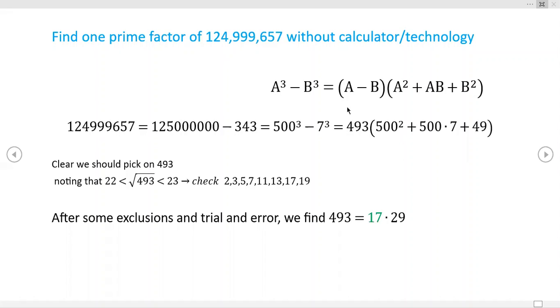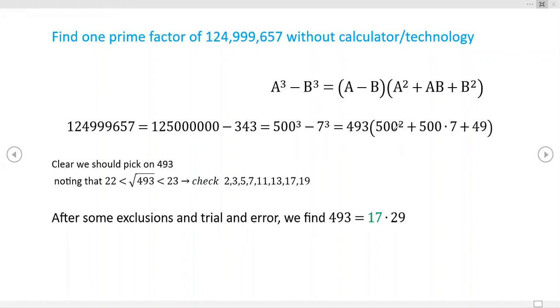But in any event, here's the well-known identity, a cubed minus b cubed, and here it is for you to use. In this case, a is equal to 500, b is equal to 7. So 500 minus 7 gives you 493, times this massively large number. Now, here's where the joy of the algebra comes into play.